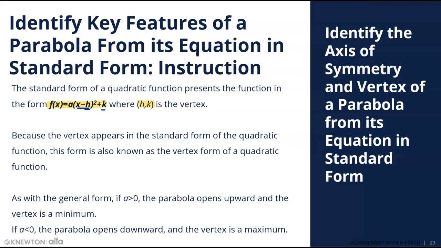And again, in general, this a here, the coefficient of the leading term, would tell us if we have a parabola that opens upward or downward. So if a is greater than 0, the parabola opens upward, and then the vertex is a minimum. And similarly, if a is negative or less than 0, the graph is a parabola that opens downward, and the vertex is a maximum.